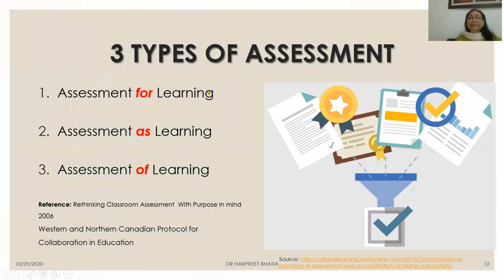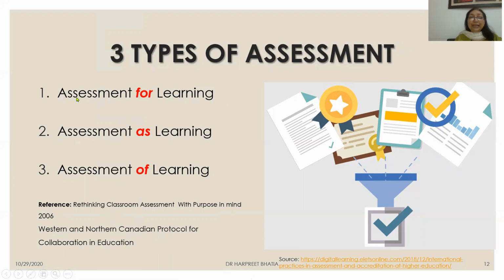Basically, if you look at assessment, there are three types. If you go on the net, you can find this book called Rethinking Classroom Assessments with Purpose in Mind, which was published quite some time back. There is also the Western and Northern Canadian Protocol for Collaboration in Education, published in 2006, and they have been using the assessment procedures that I'm going to talk about. So as long back as 2006, these assessment procedures have been in place.